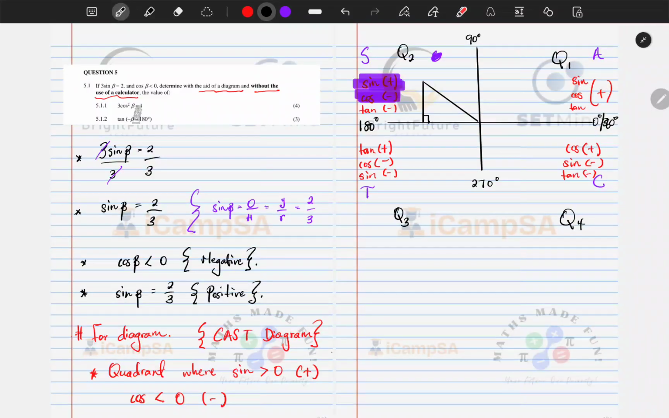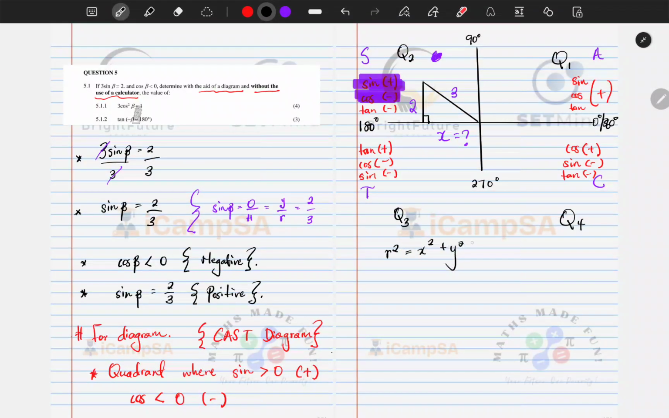Great. So already what do I know? I know that my y is 2 and it's positive, and then my r is 3. So now I want x, right? So in order for me to find x, I'm going to use the Pythagoras theorem, right? So Pythagoras theorem, it's going to be r squared is equal to x squared plus y squared.